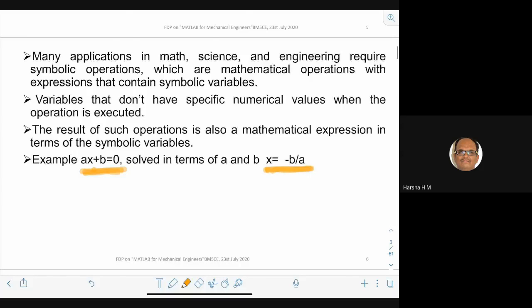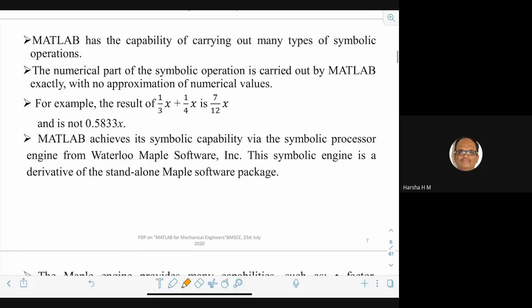Okay, remember, when you carry out symbolic operations, there's no approximation of numerical values. So when you define x as a symbol in the package and you ask what is x/3 plus x/4, it will say 7/12 x and not 0.5833x. Okay, it's not going to do any approximation.